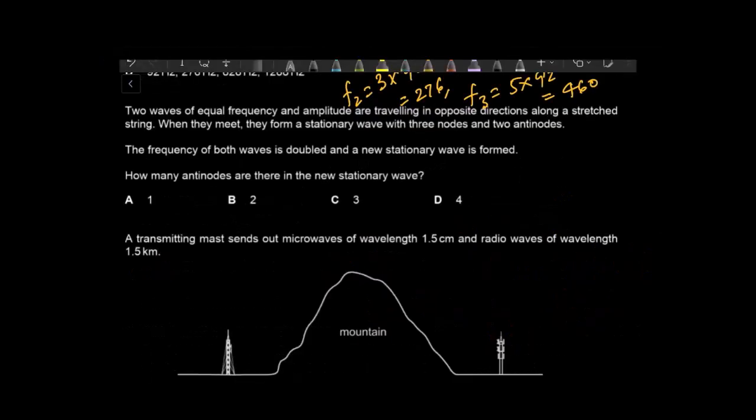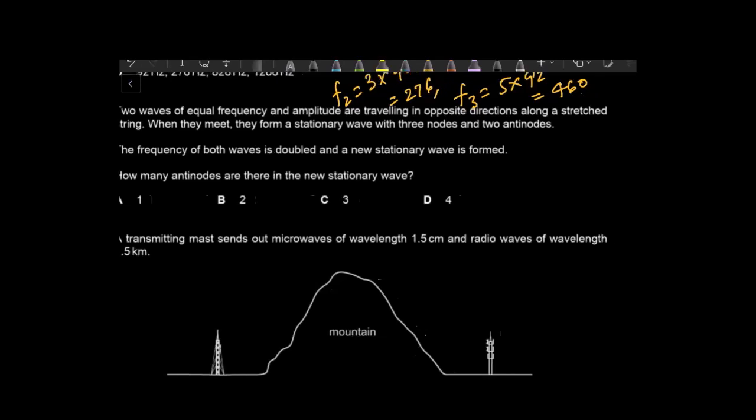Two waves of equal frequency and amplitudes are traveling in opposite directions along a stretched string. When they meet, they form a stationary wave with 3 nodes and 2 antinodes. The frequency of both waves is doubled and a new stationary wave is formed. How many antinodes are there in the new stationary wave?